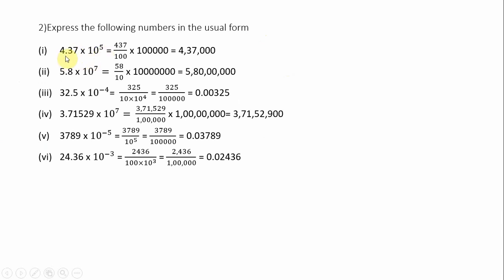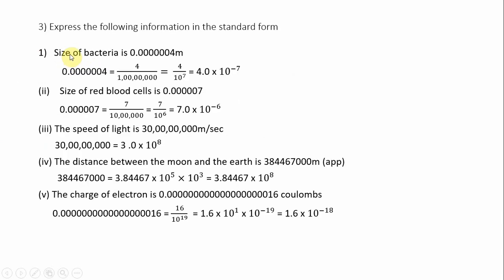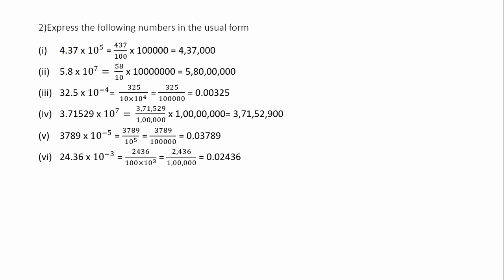Here, first I have converted this to a fraction. This is a decimal number, 4.37. How many digits are there after the decimal? 2. So I have written 437 by 100. And this is 10 to the power of 5, expanded with the 5 zeros. Now the 2 zeros from the denominator and 2 zeros from your numerator get cancelled.